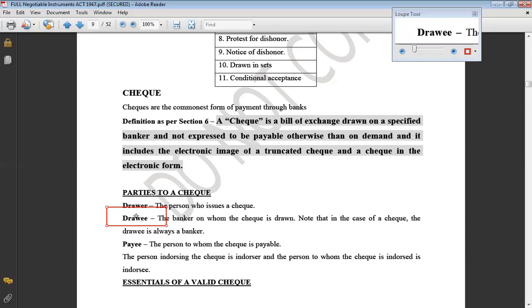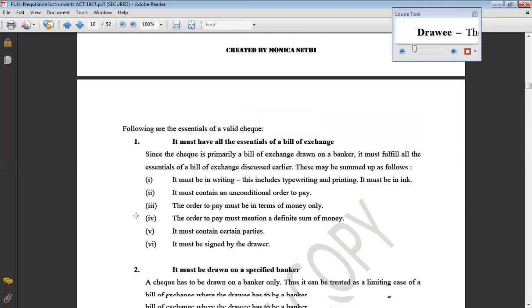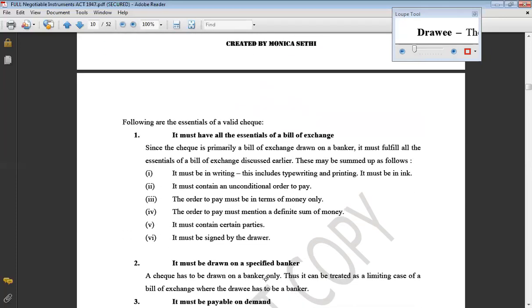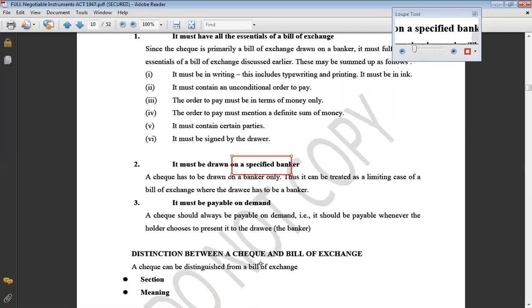And you all know that on the check, there's always the name of the bank, the branch code, etc. printed. So it is always clear that this is a check which is to be honored by a specified bank. Then what are the essentials of a valid check? So all the essentials of bill of exchange will be the essentials of the check. So I will not repeat all these. But in addition to that, it has some additional essentials too. This also we have discussed just above. It is always drawn on a specified banker and it is always payable on demand.